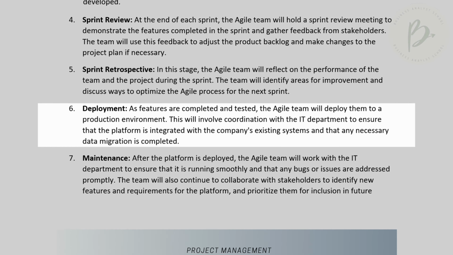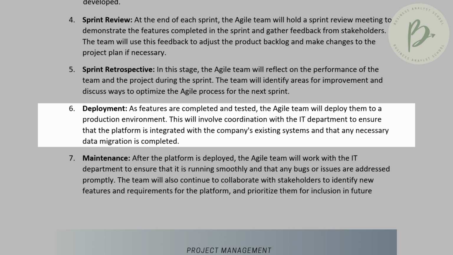The sixth stage is the deployment stage. This is where we deploy our project. As the features are completed and tested throughout the various sprints that we're having, we will deploy them to a production environment, going live, right?